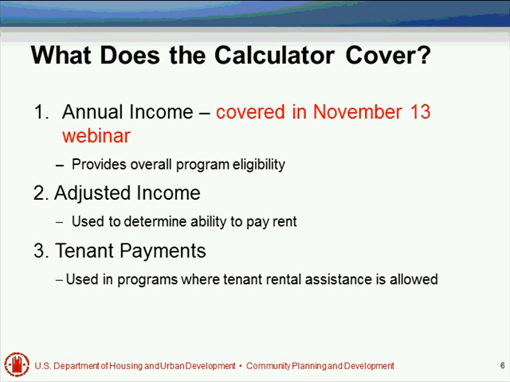Adjusted income, and I'll talk about that a little bit more, but I gave you a couple of examples where you're taking off some deductions for the household, and you use it to determine their ability to pay rent and utilities. And then finally, if you have a voucher program or something that might be called a tenant payment program, we'll walk you through that as well.